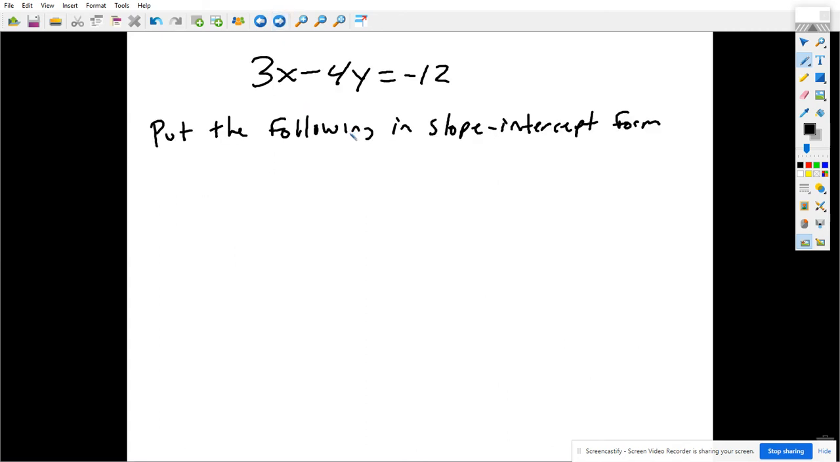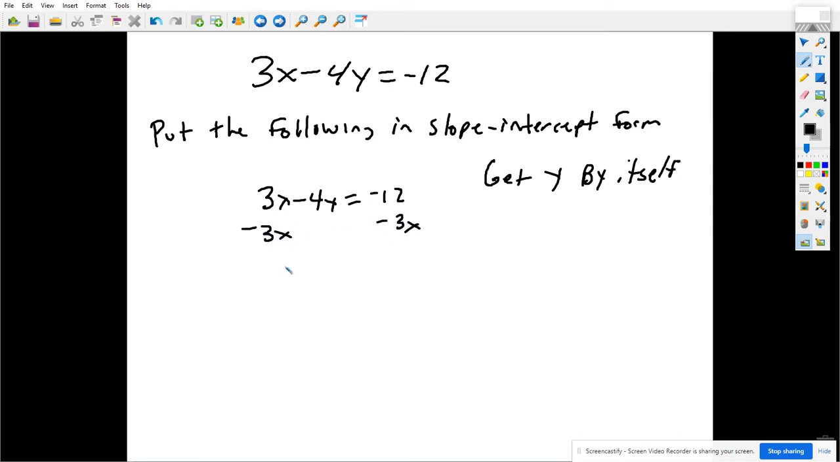Okay, so now the next step is to be given an equation and put it into slope-intercept form. So I have 3x minus 4y equals negative 12. Slope-intercept form is basically saying get y by itself. There are 2 steps to doing this problem. We did problems back in chapter 1 where we were solving for a variable. We're doing the same thing here. We're trying to get this y by itself. So I'm going to move the x by subtracting it.